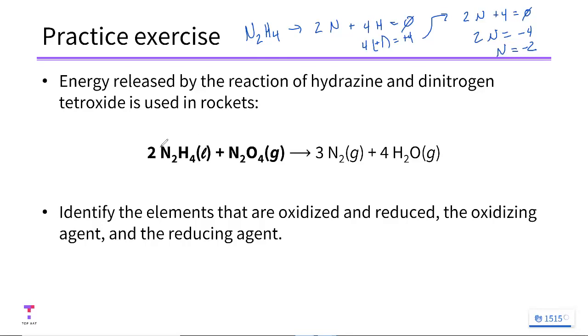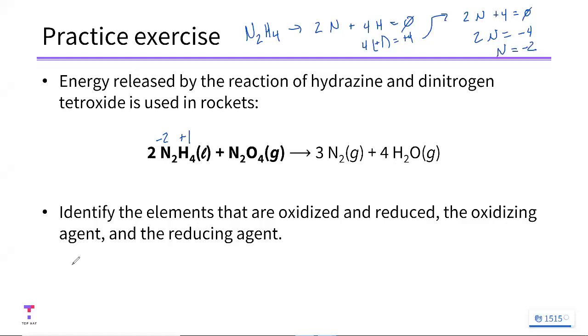So I'm just going to make a habit of writing the oxidation numbers over top of the chemical formula, just so that I know which number goes with which element. So the nitrogen was -2, the hydrogen was +1.